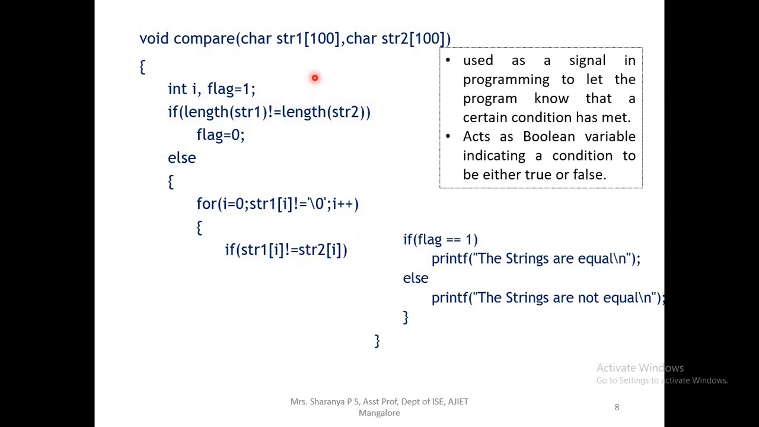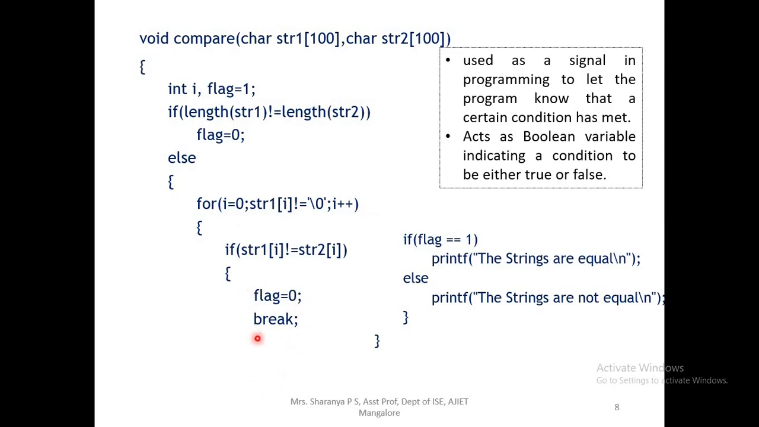I'm checking the first element with the second string's first element. So this way each character is going to be compared. If it is not equal, then once again we are setting the flag equal to 0. This is the false case. That is what indicates the strings are not equal, and it is going to be printed. In case it finds that any character is not matching another character, in such case it sets the flag to 0 and it is going to terminate this for loop.